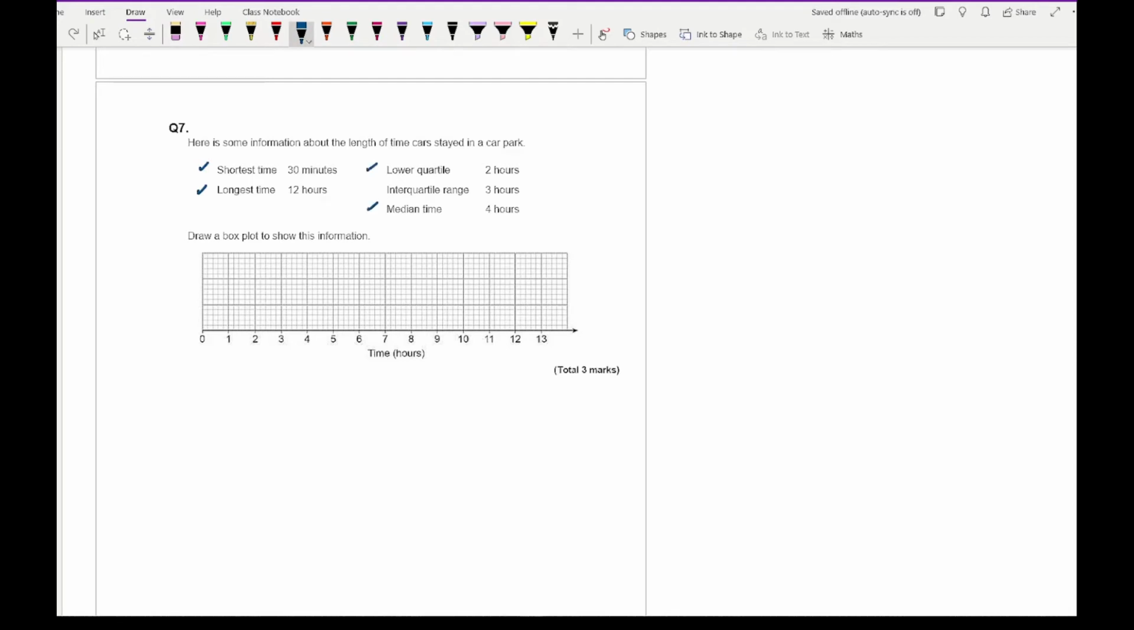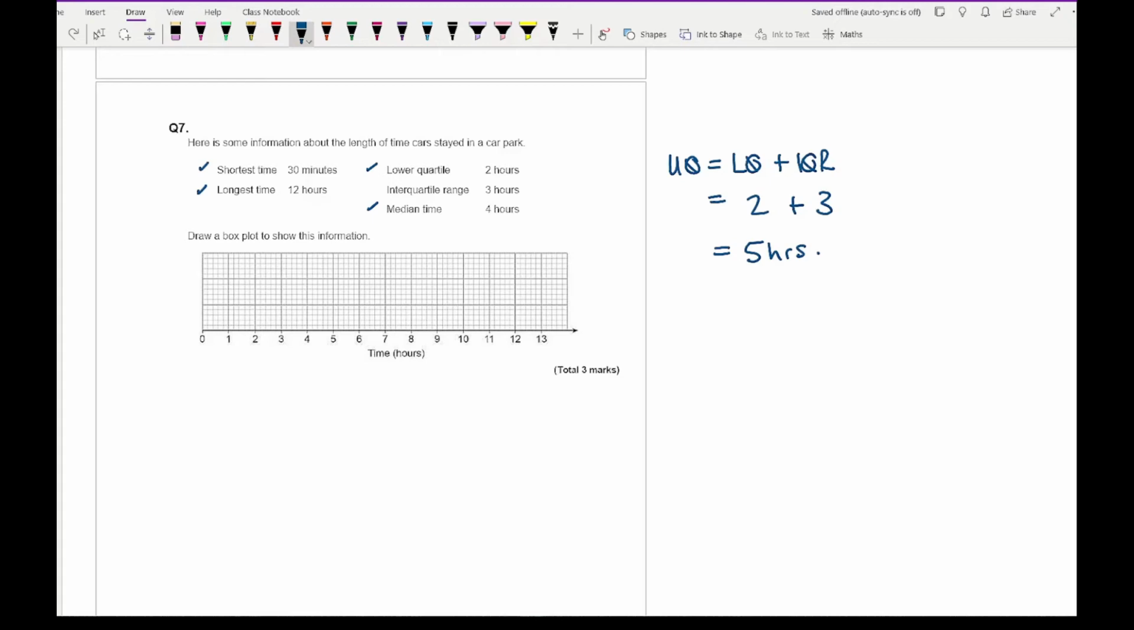Now, one thing you should notice here is that we haven't been given the upper quartile, so that's what we need to work out first. Now, to work out the upper quartile, that's going to be the lower quartile plus the interquartile range. So here the lower quartile is 2, the interquartile range is 3, giving me an upper quartile value of 5 hours. So from this I can then work out where my vertical lines are going to be. Now the width of the box and whisker diagram is entirely up to you. You can do it wide or narrow, but as long as it's consistent, it's all good.